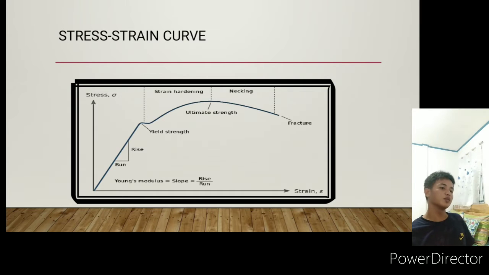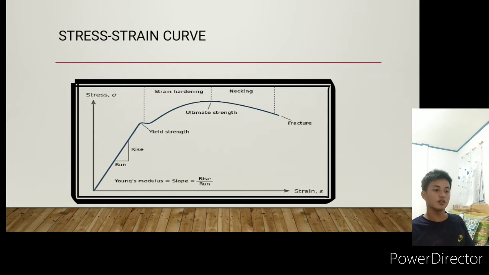So we will now go into the stress-strain curve. The stress-strain curve is known as the most reliable and complete source for the evaluation of mechanical properties of any fibers. It also has different regions. The first region is the yield strength, the highest of them all, or the maximum region, is the ultimate strength, and lastly is the fracture region.